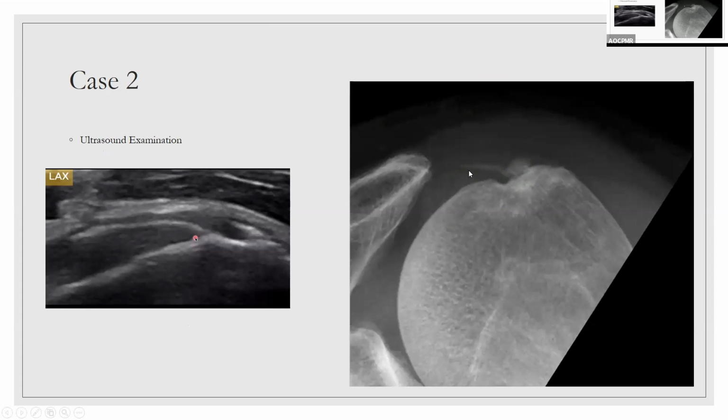But I also scanned her. And here's her supraspinatus tendon. It's hypoechoic, it's thickened, and you see this nice, bright hyperechoic line, and this guy right inside the tendon. So does anybody know what that is? This is actually something called an enthesophyte. It's a bone spur in layman's terms.